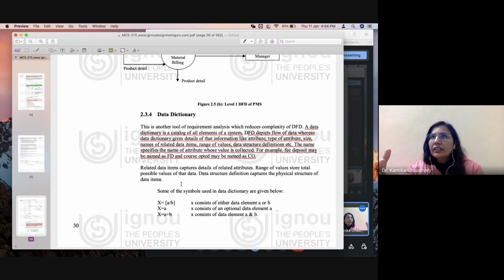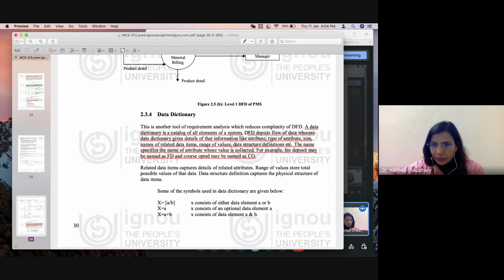We all have indexes in our books, right? What do those indexes contain? Those indexes contain the detailed description of every short form, every attribute, everything that is there in your book. Everything that is in your book has been mentioned in your index. Similarly, the data dictionary. A data dictionary, as the name indicates, is basically a catalog of all the elements that are related to a particular software system, right?